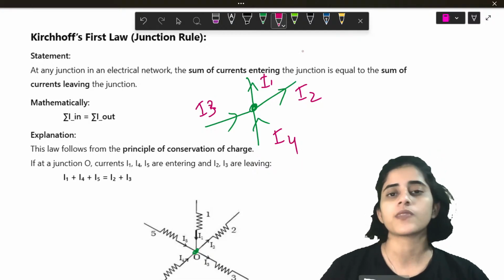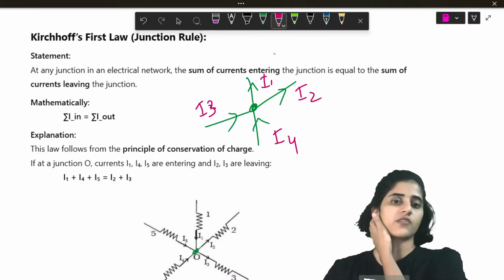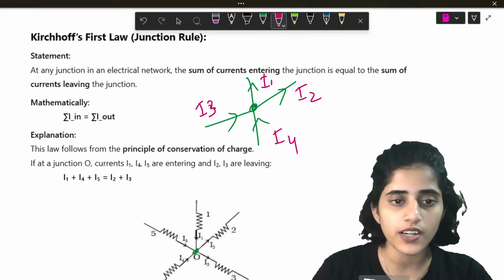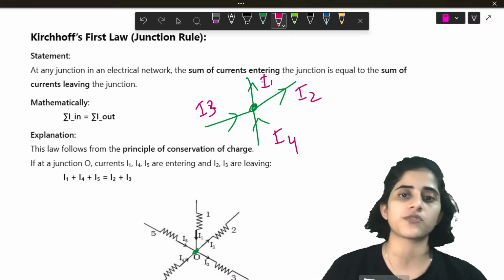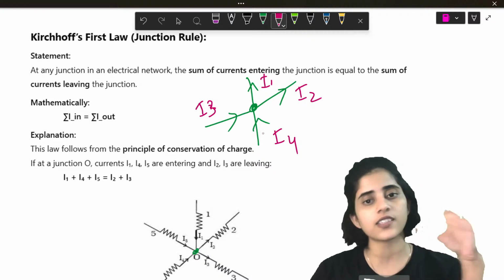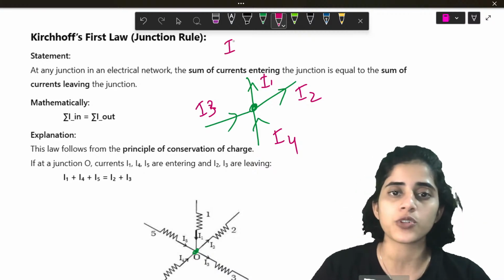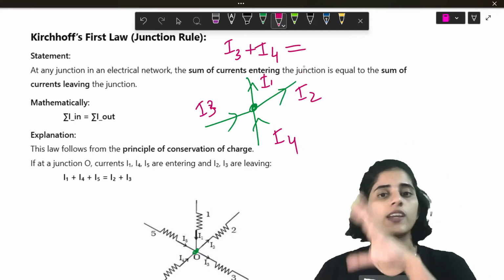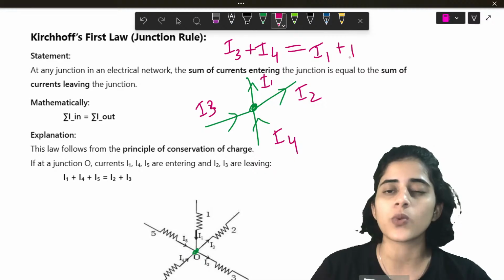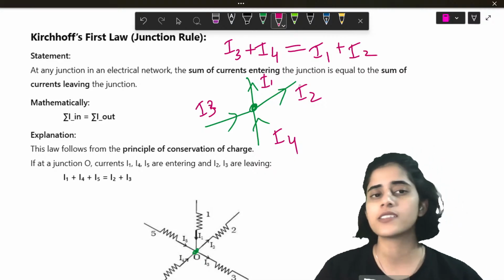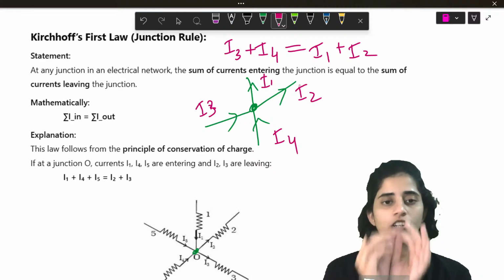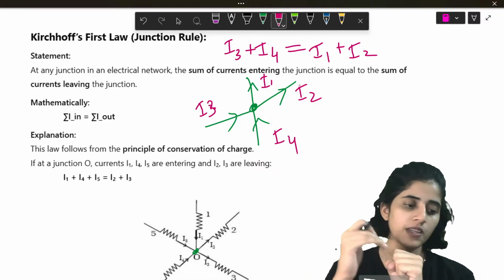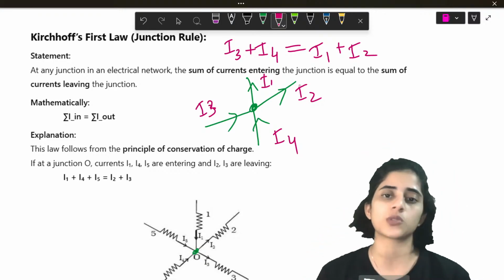So you have to decide on a sign convention. Let's look at this figure so you don't get confused. Here I1 is going in, it's taken as positive. So what all are the currents that are going in? I3 and I4. So I3 plus I4 will be equal to the currents going out, which is I1 plus I2. Simple. The total sum of currents at the junction will be 0. So all the currents coming in will be equal to the currents going out. That's all.